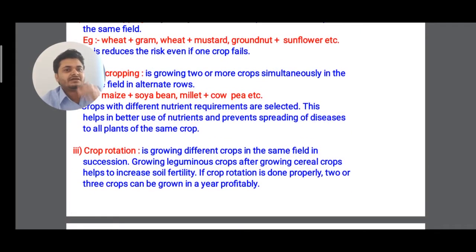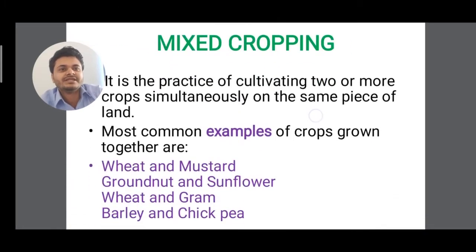Clear? Last is crop rotation. It is a method of growing different crops in the same field in succession. Clear? Growing leguminous crops after growing cereal crops helps to increase soil fertility. If crop rotation is done properly, two or three crops can be grown in a year profitably. Clear?